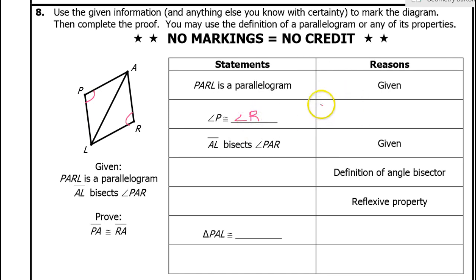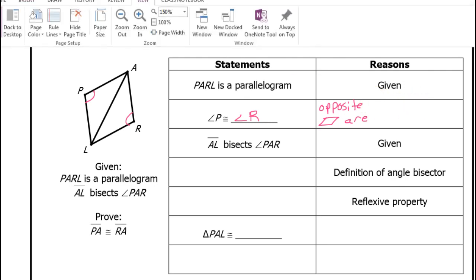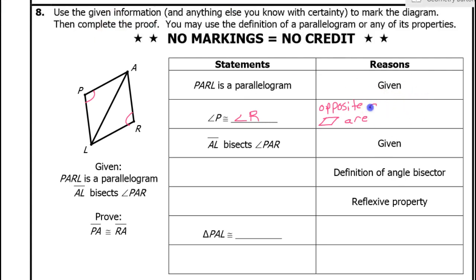and because opposite sides of a parallelogram, did I say sides? My goodness. These are angles. Opposite angles of a parallelogram are congruent. All right? That's what we put for the reason.